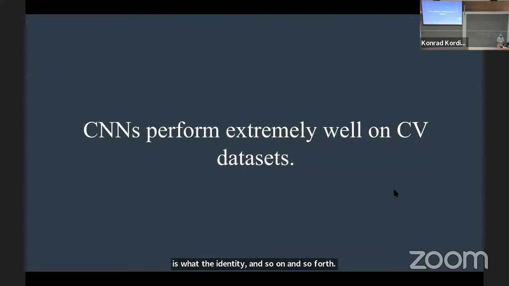So why do we teach you about CNNs? They perform extremely well on computer vision datasets. Everything in a way uses either a convnet or something that does something very similar to a convnet.